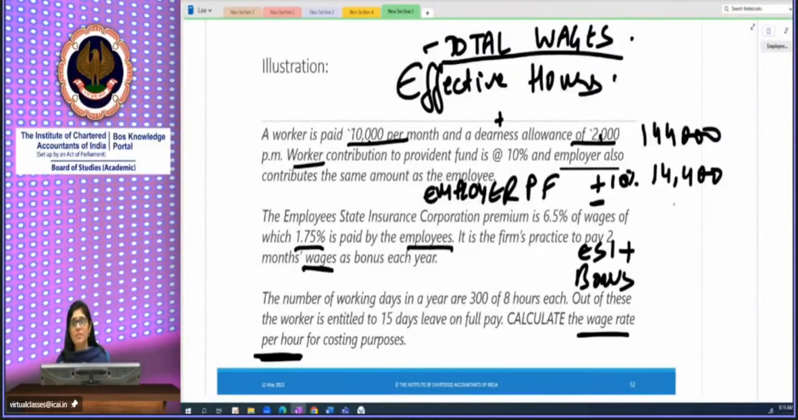Clear? Wages means earnings, not cost. So 1 month wages is 12,000, and 2 months wages is 24,000. So bonus is 24,000, 2 months wages. Wages is what is actually paid to the worker. So we are paying 12,000 per month to the worker, and the bonus is 2 months of wages, so 24,000. ESI percentage you have to give me. What percentage do I have to add here?